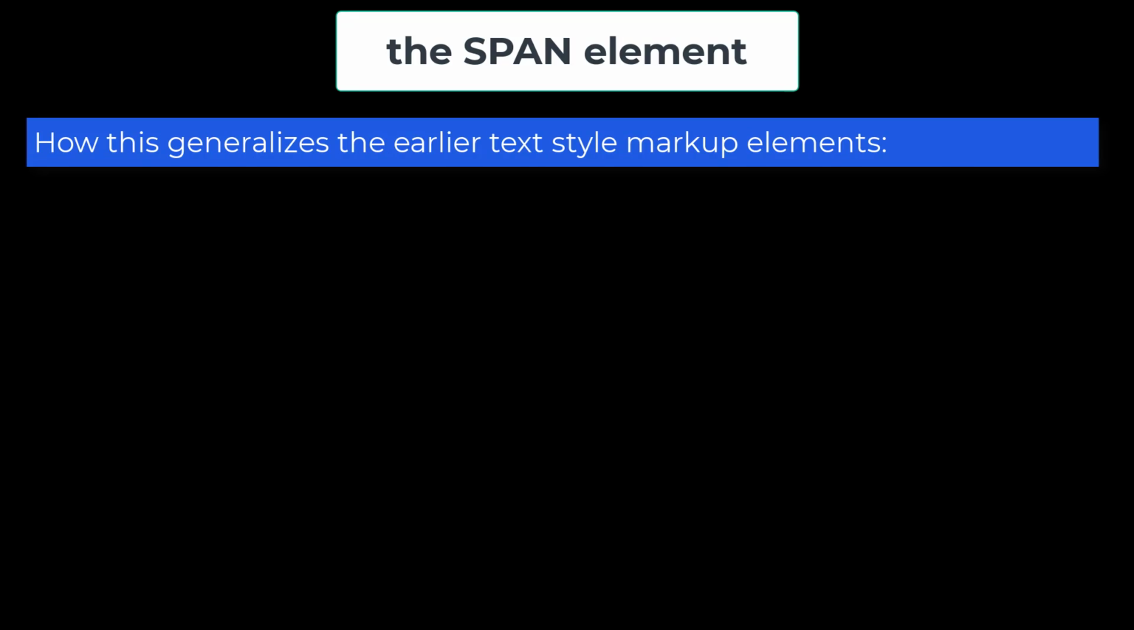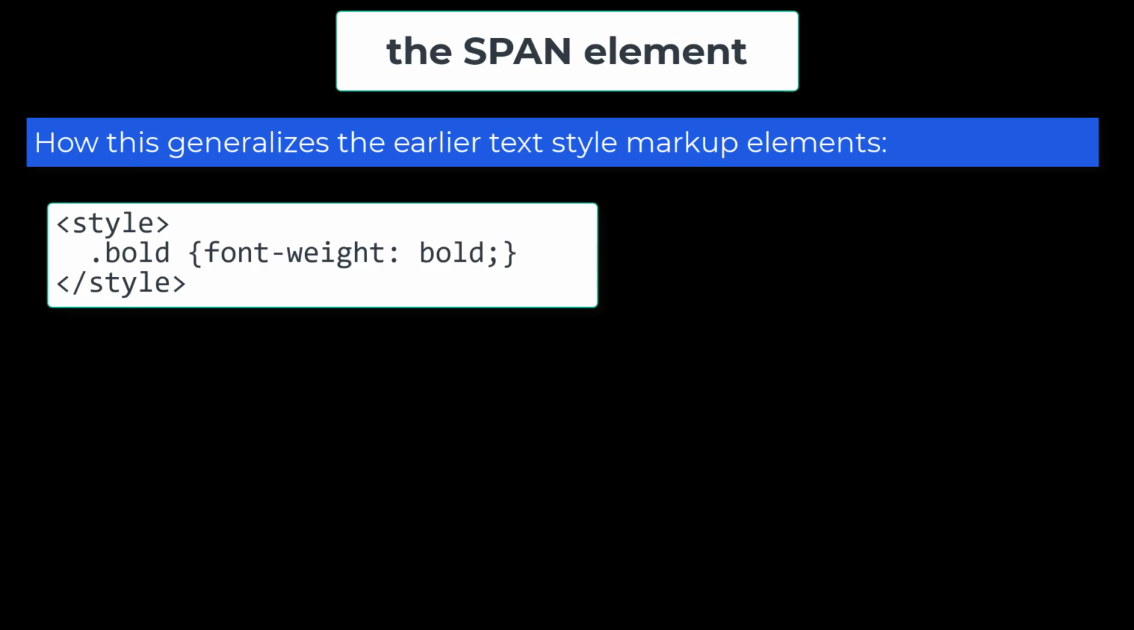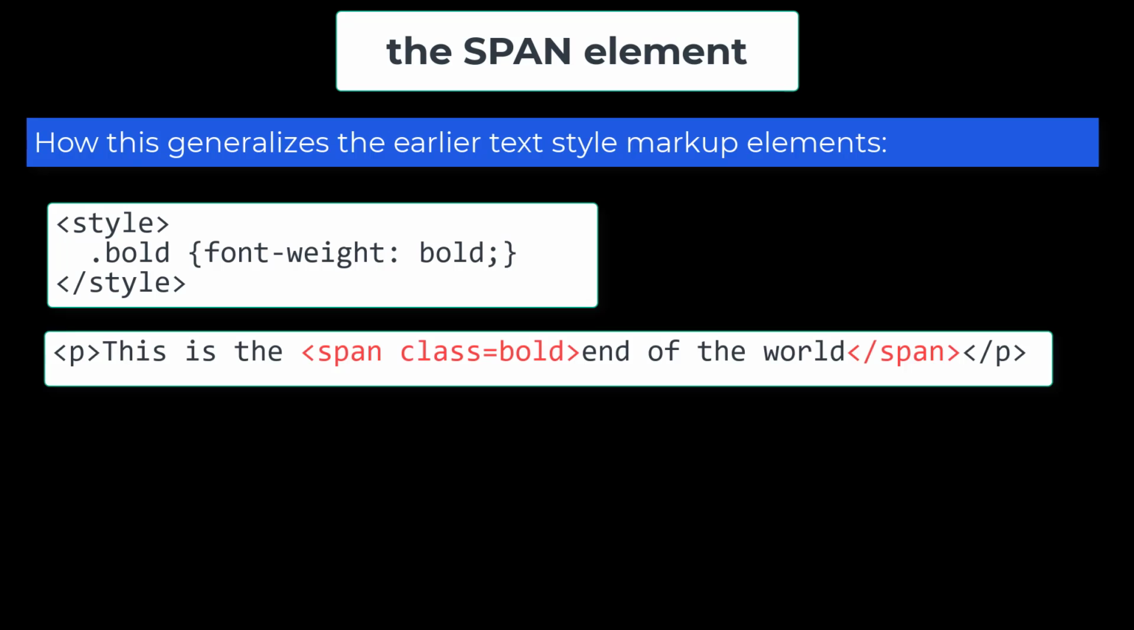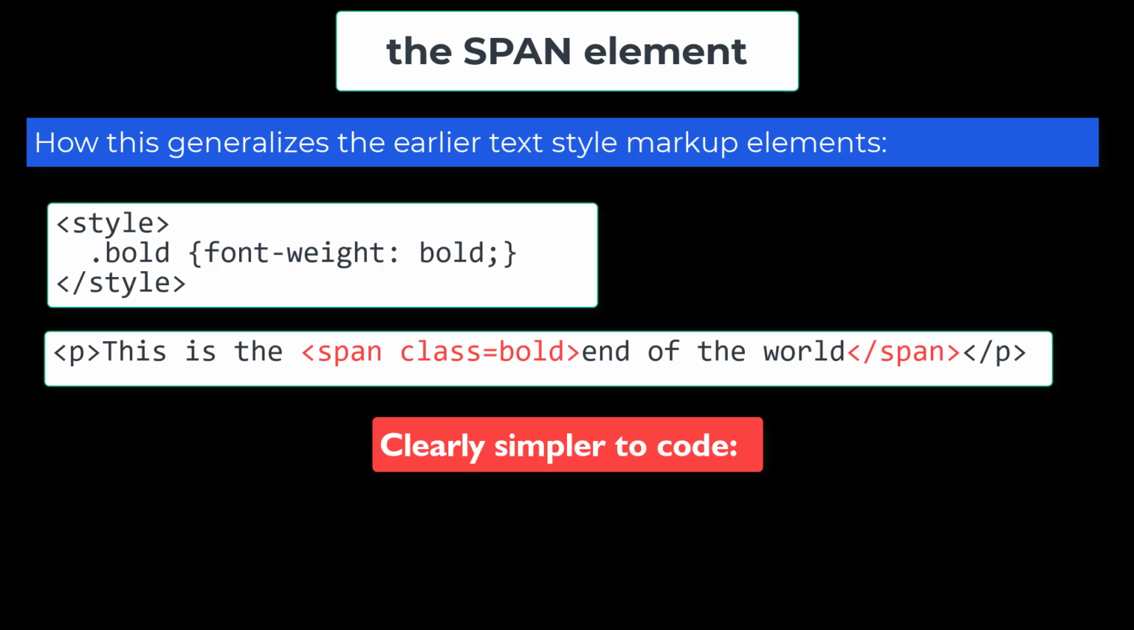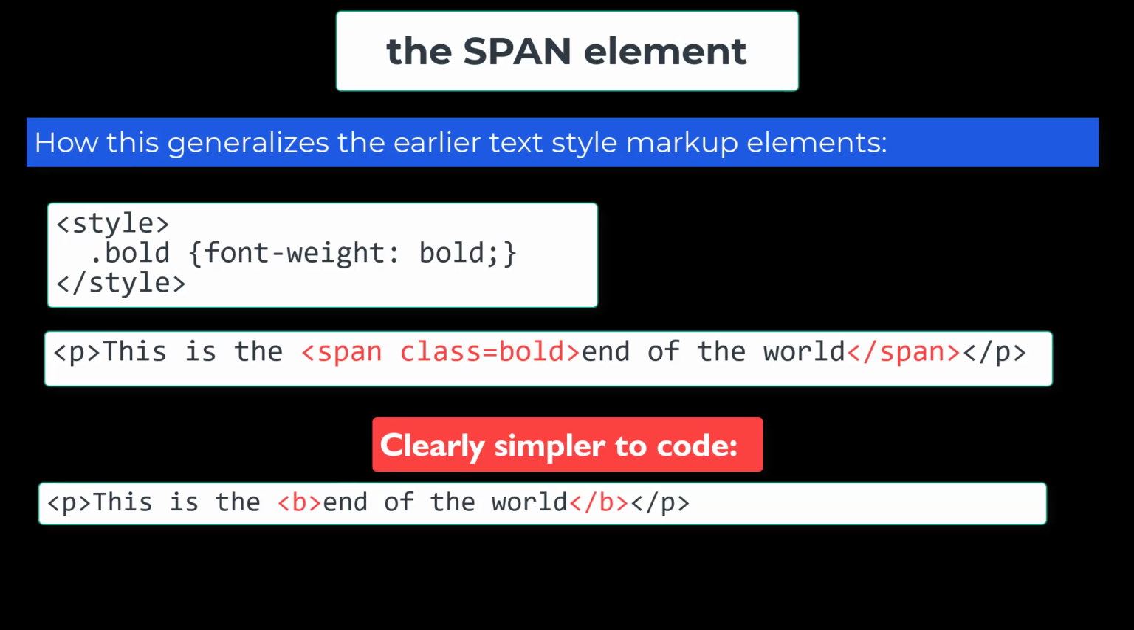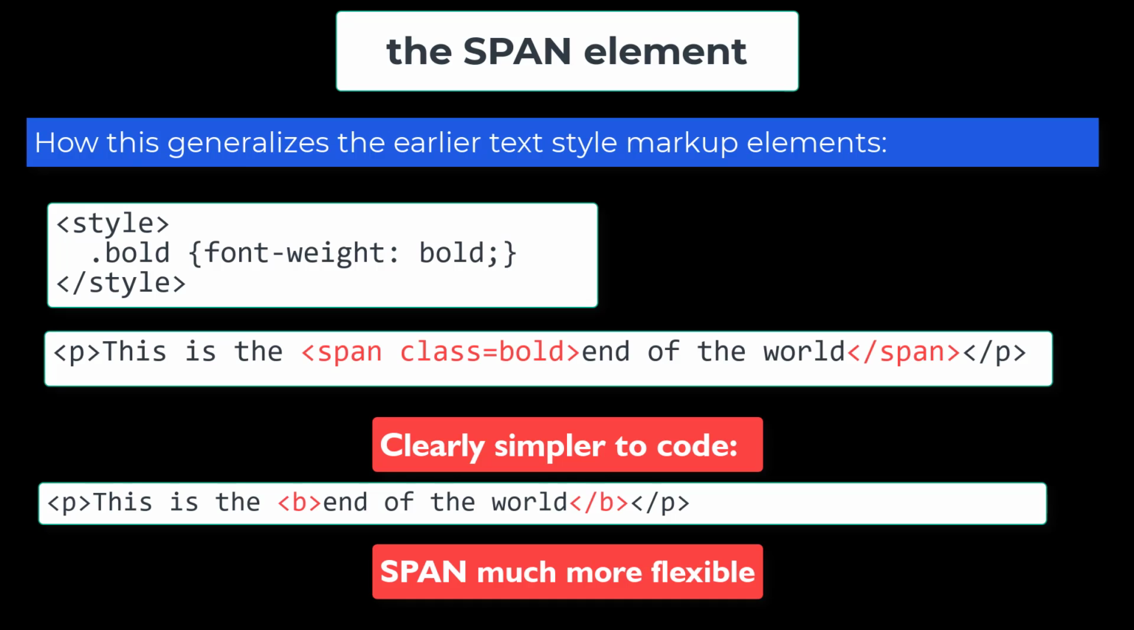Now you can see how this generalizes the earlier markup elements. If you define a class of bold as .bold and the block declaration font weight bold, then in your HTML body, you can code things like paragraph, this is the span, class equals bold, end of the world, end span, end paragraph. Now, it's clearly simpler to code paragraph, this is the B, end of the world, /B, end paragraph. But with span, I can assign much more complex, useful properties.